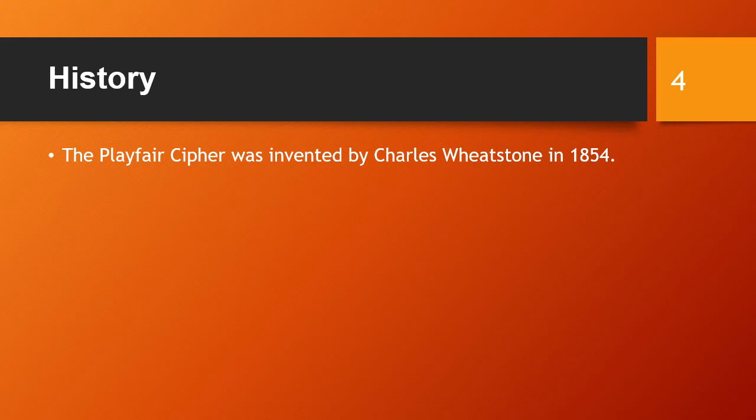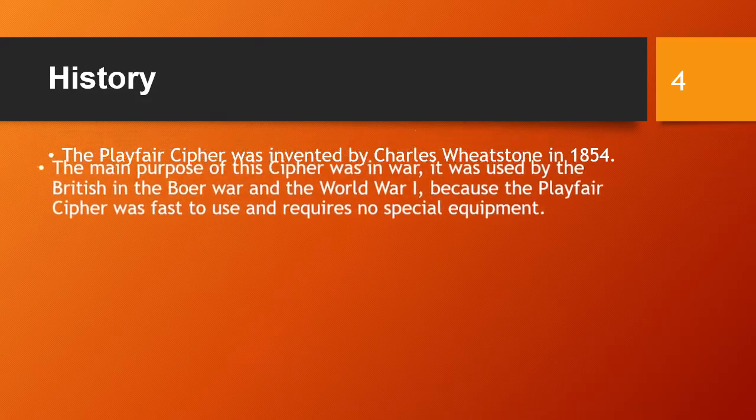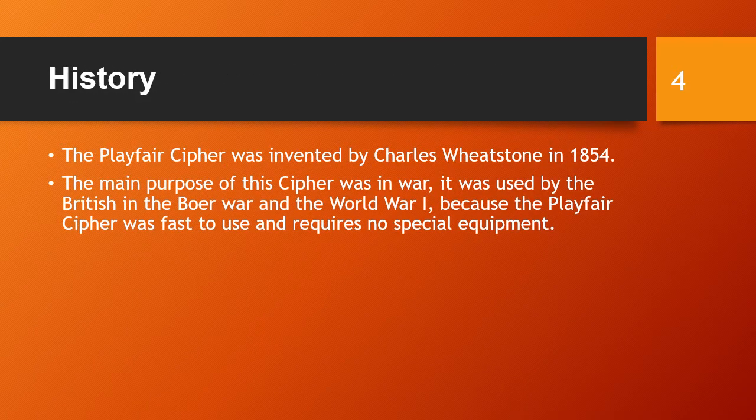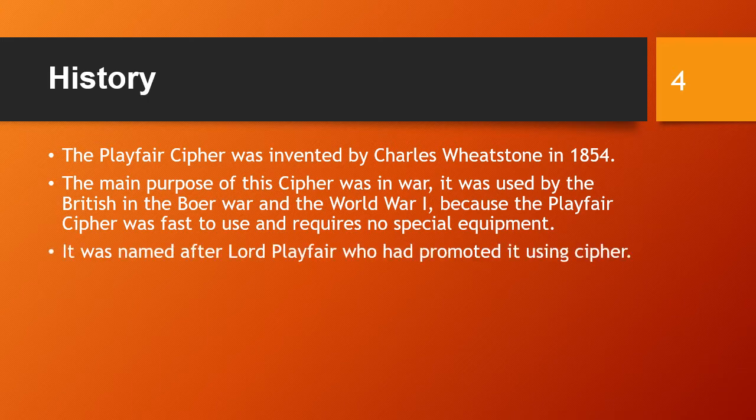The Playfair cipher was invented by Charles Wheatstone in the late 1854. The main purpose behind creating such a cipher was using it in war. It was used by the British Army in the Boer War and in World War I. The main advantage of using such a cipher is that it was fast to use and requires no special equipment.